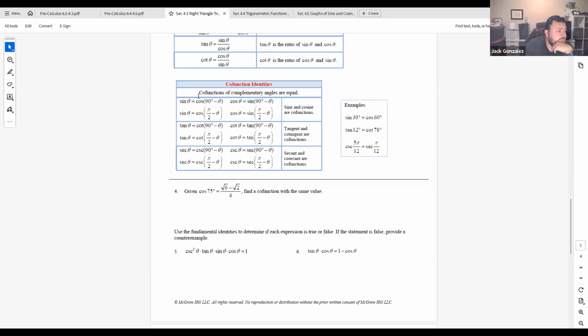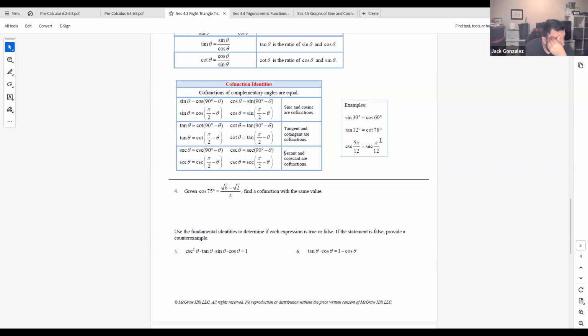Sine of that particular theta is equal to cosine of 90 minus that same theta. So for example, sine 30 is the same as cosine of 90 minus 30 using this formula, which is where the 60 came from. Tangent is the same as cotangent of 90 minus that theta. So if your theta is 12, 90 minus 12 is right here, right? They're just applying these formulas here.